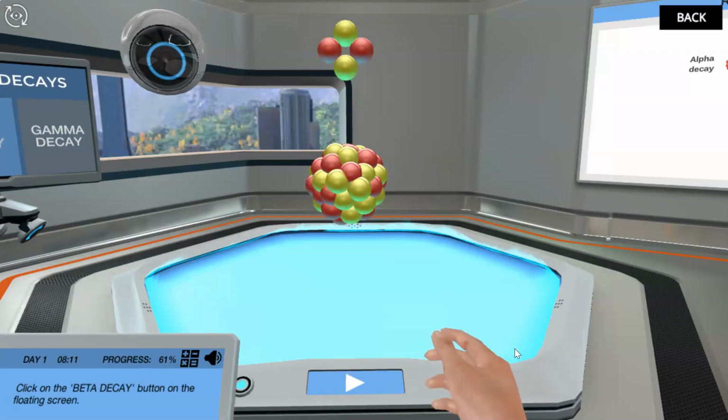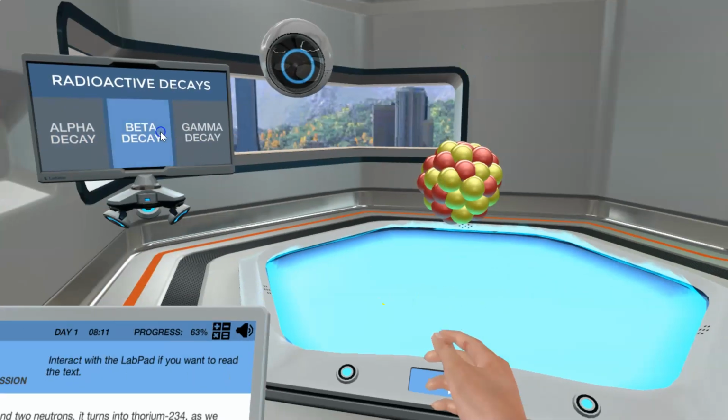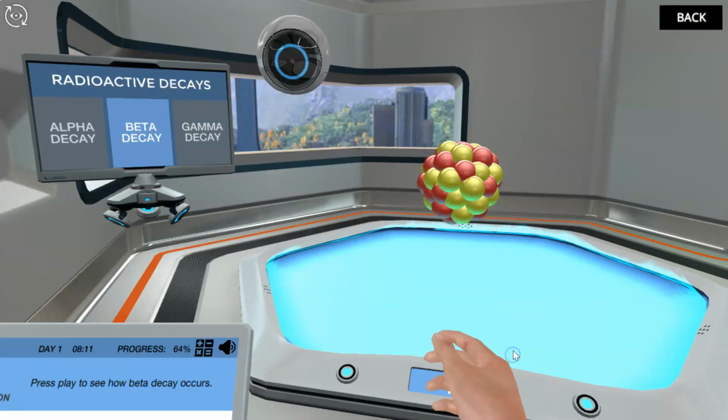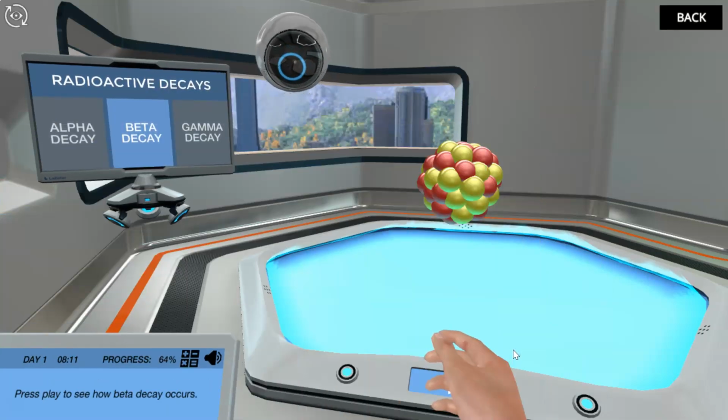Click on the beta decay button on the floating screen. When uranium-238 loses 2 protons and 2 neutrons, it turns into thorium-234, as we saw previously. However, it is still not stable. Press play to see how beta decay occurs.